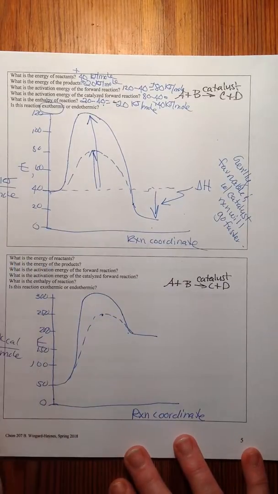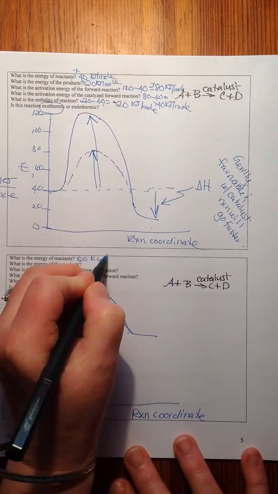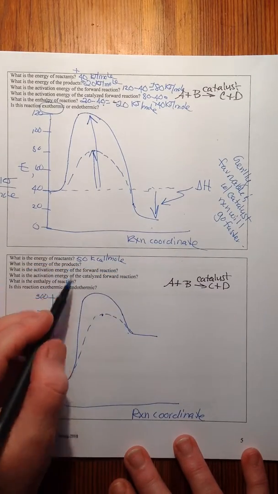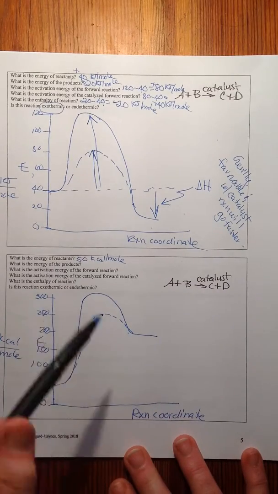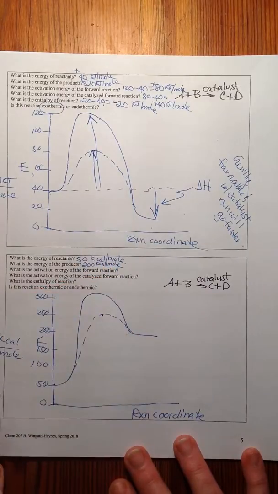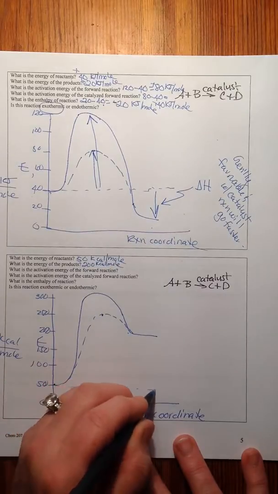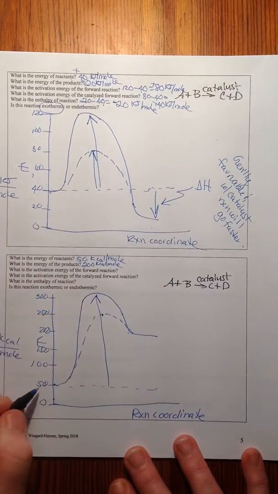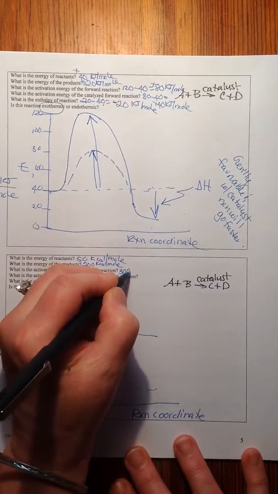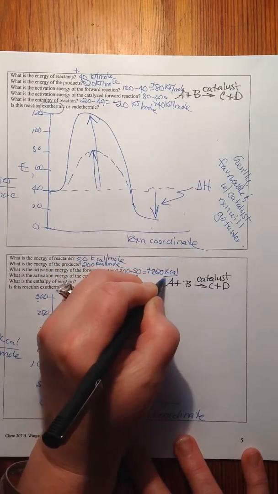What is the energy of reactants? Well, that's 50 kcals per mole. We see it right there. What is the energy of the products? Well, that's right here, 200 kcals per mole. What is the activation energy of the forward reaction? Well, I start at 50, I land at 300, so 300 minus 50 is positive 250 kcals per mole.